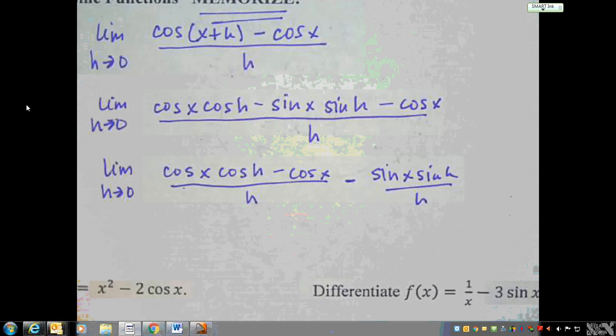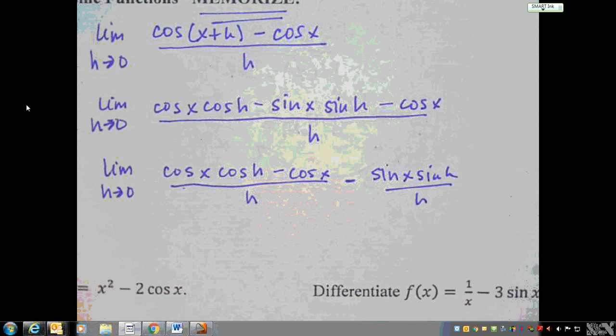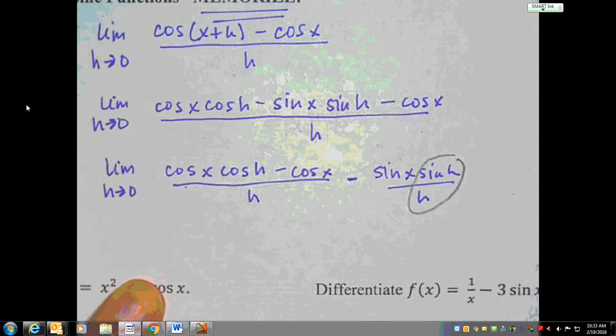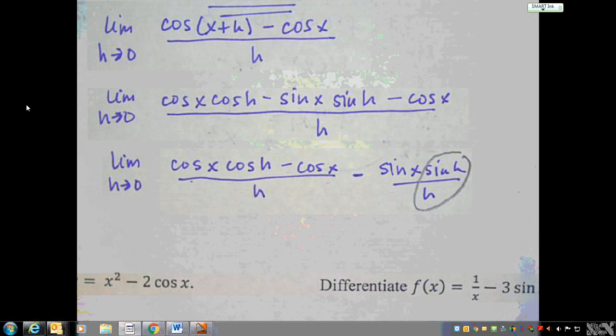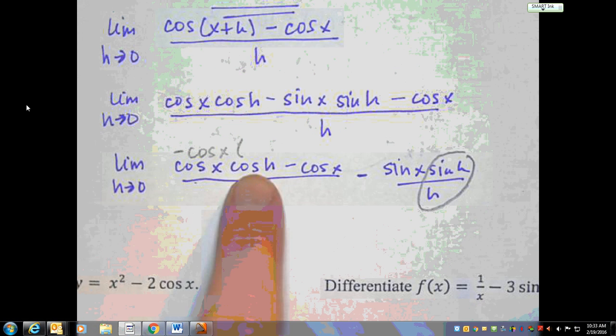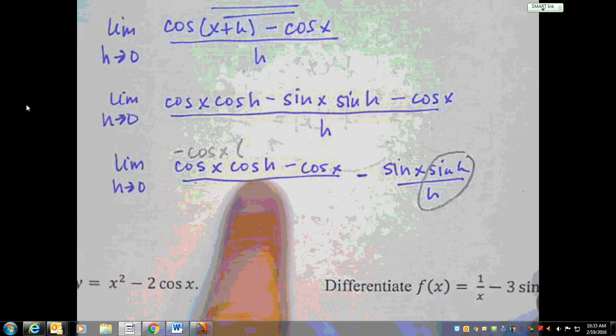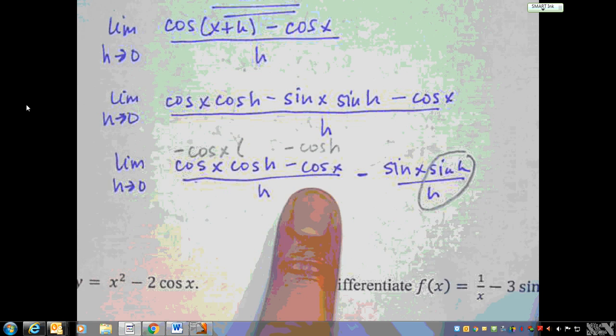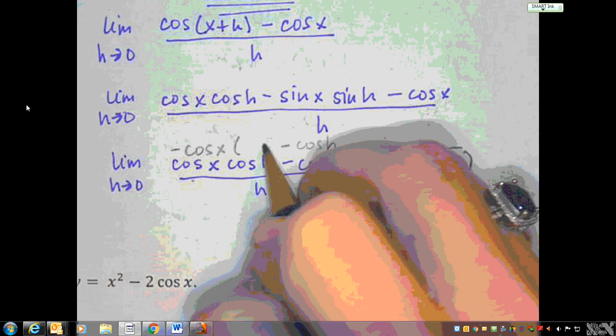Anybody know why I separated those 2? Special functions. I heard it. Because of our special functions. Sine of h over h, we know what that limit is as we approach 0. What do we do with these cosines? What if we take out a negative cosine x from both of them? If I take negative cosine x out of this first term, I'm going to have a negative cosine h. If I take a negative cosine x out of the second term, I get a positive 1.